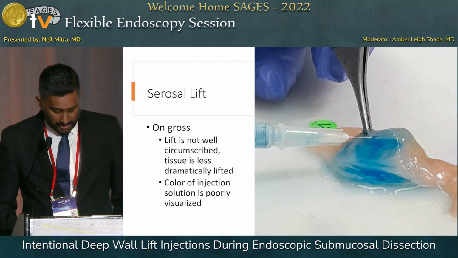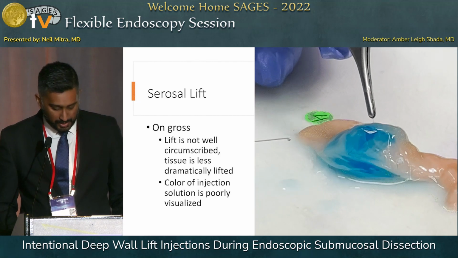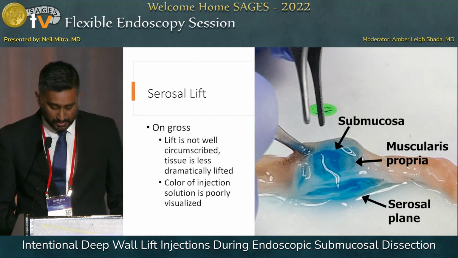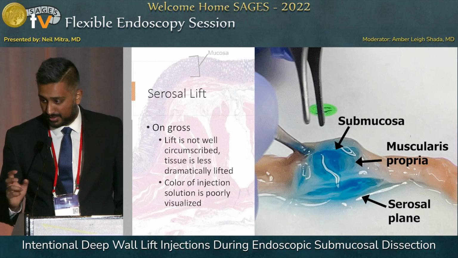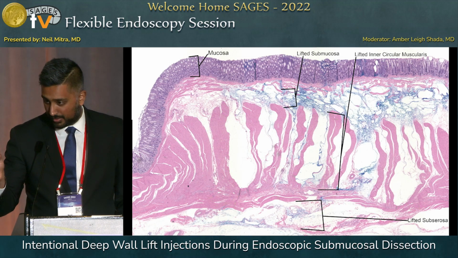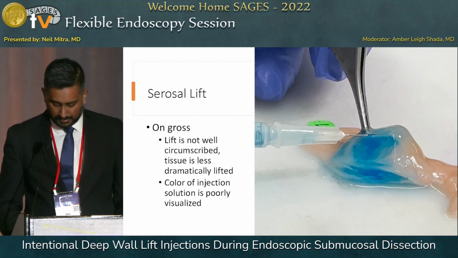In this lift cross-section, it shows the expansion of the subserosal layer in addition to the submucosal and muscularis propria expanded layers. The muscularis propria and the submucosal expansion are more diffuse and less localized than a primary submucosal enlargement. And here we can see lift dye in all three layers: submucosal, muscle, and the serosal plane.